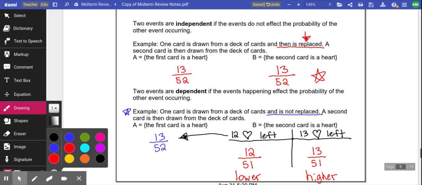Example A was independent events because I replaced the card. It didn't matter what happened on the first event because I replaced it and then redid the draw. The second example is an example of dependent events because depending on what happened in the first situation, the second situation changes and it alters compared to if the first situation hadn't happened. That's independent and dependent events.